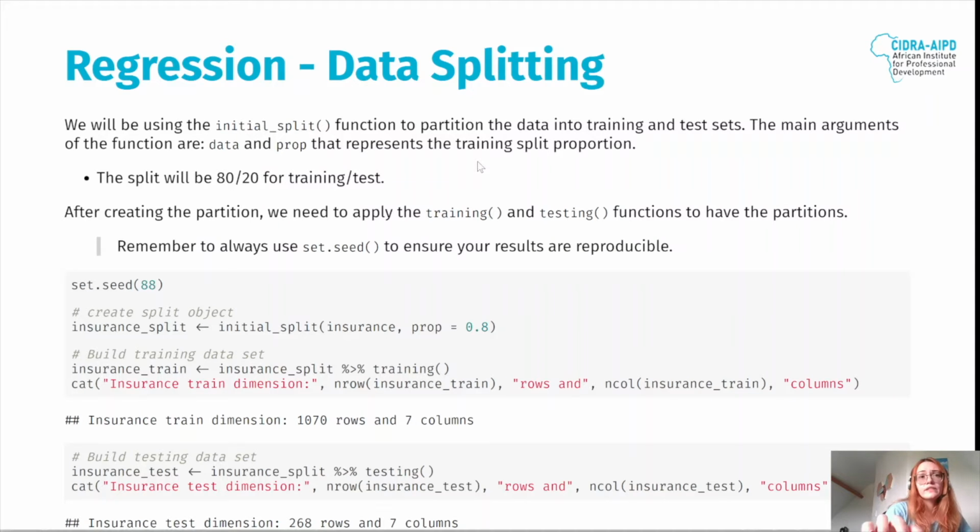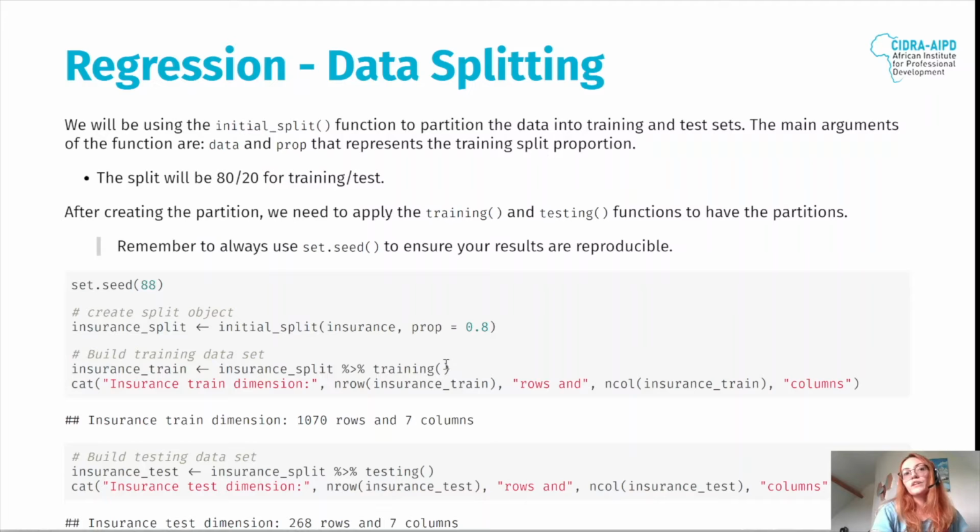So you can create the split object. To create the split object, I will use that function that I mentioned at the start, initial_split. So I pass here the data set insurance and the proportion 0.8 because I want an 80-20 training test split. To build a training set, we need to apply another function. What we do is we take the result, the split, and we apply the training function to it. And we can assign that to a variable, that's going to be the train part.